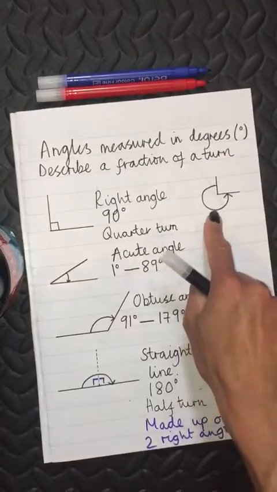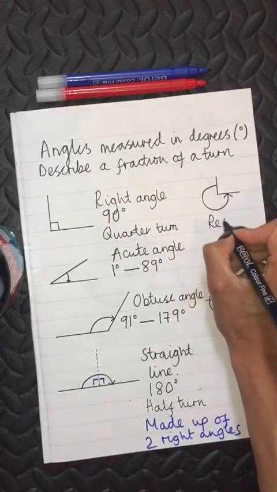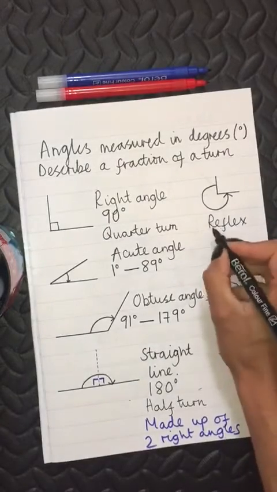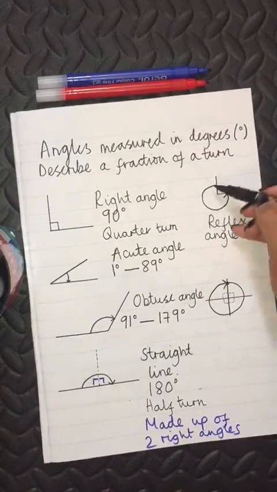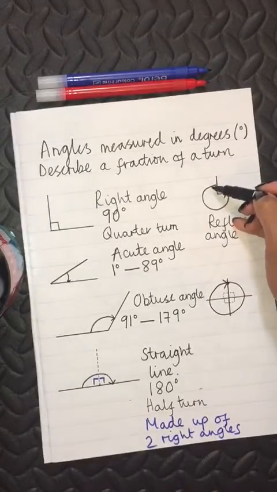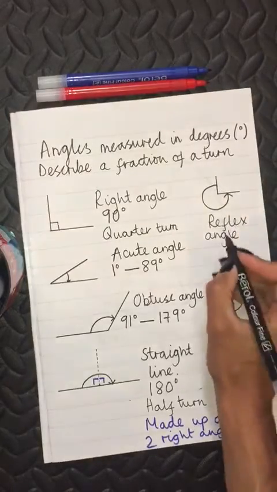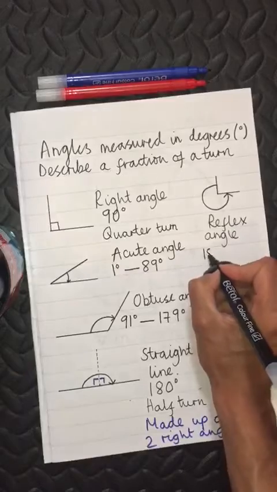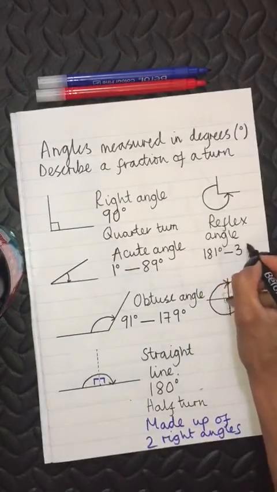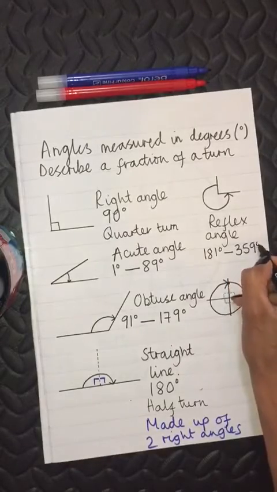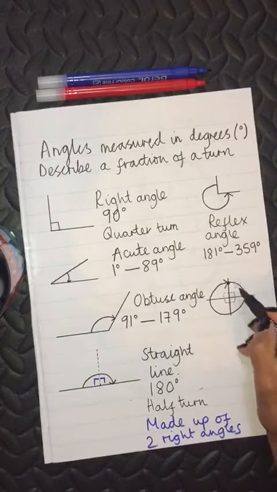This one is called a reflex angle. This angle is measured on the outside here, and they tend to measure between 181 degrees to 359 degrees. And here we have a full turn.